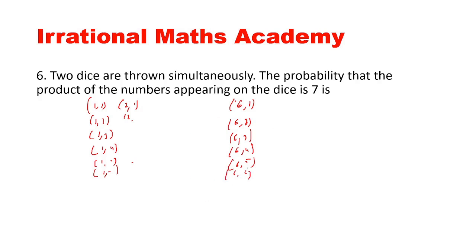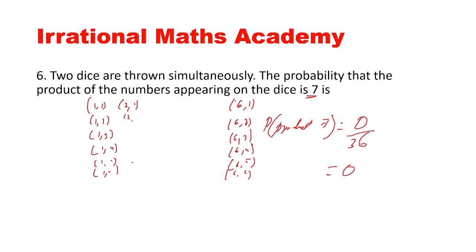So no way will you get the product of the numbers as 7. You will get 7 nowhere. So the probability of getting the product as 7: is there any favorable chance? No. So 0 by the total sample space, which would be 36. So the answer would be 0.